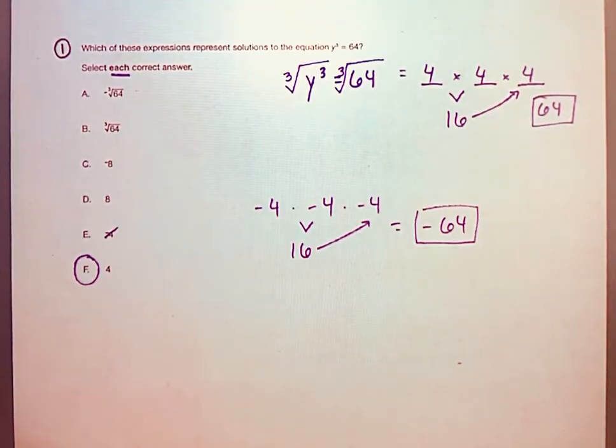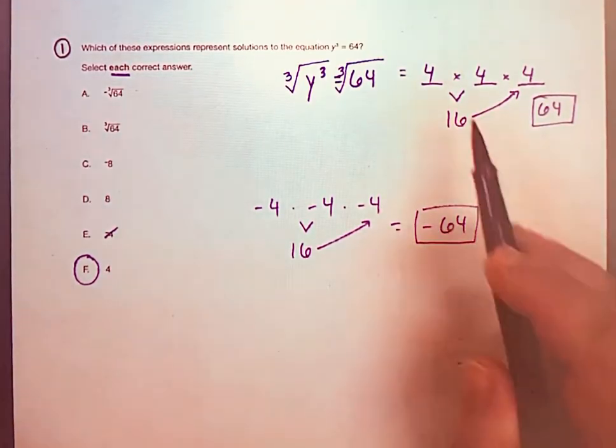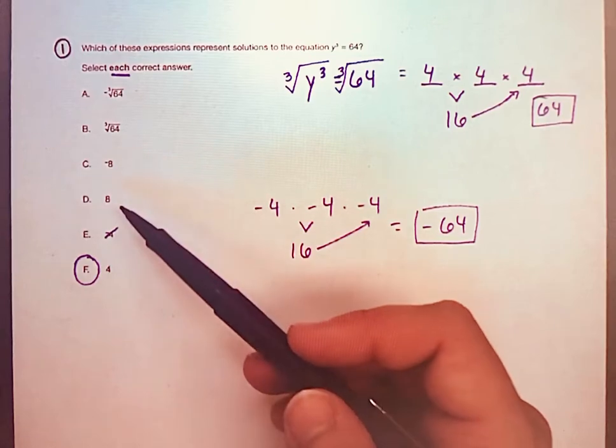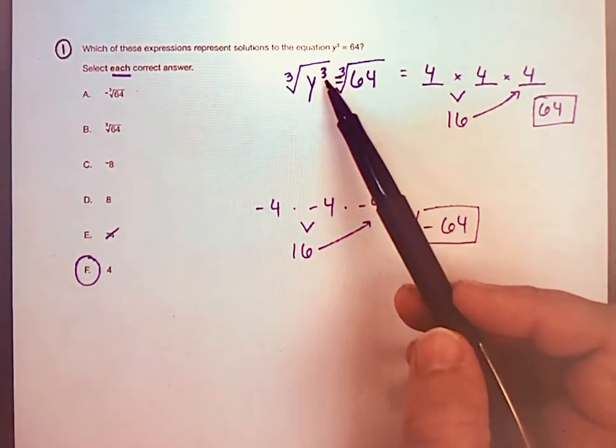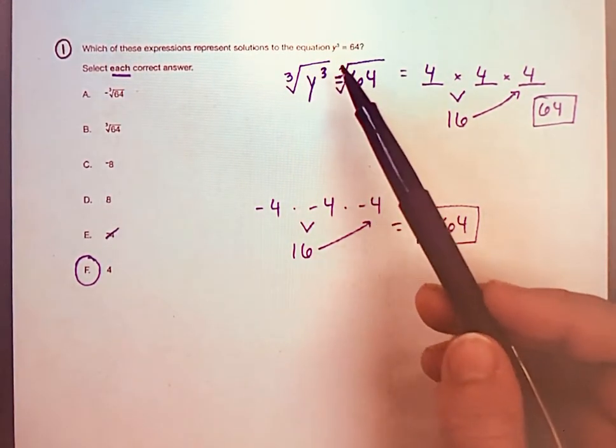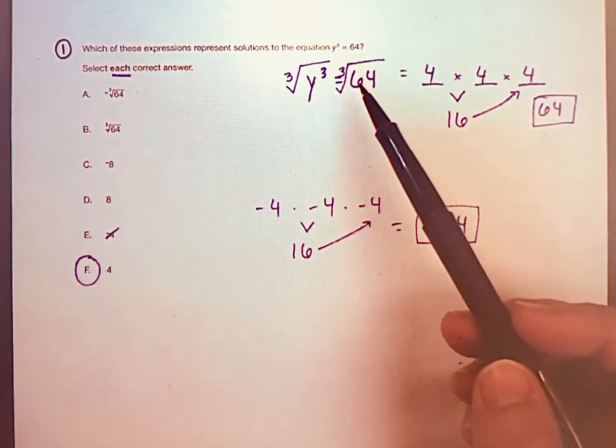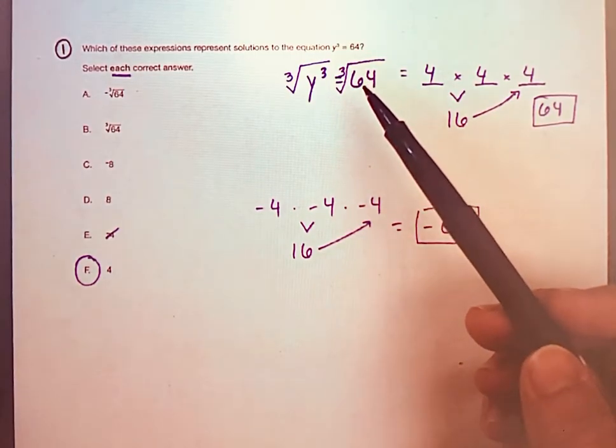8 and negative 8, that's not possible. That's going to be a very, very huge number if we multiply those 3 times. They basically put those there to confuse you in case you didn't notice the 3. If you do the square root of 64, the square root of 64 is 8. So they're kind of trying to trick you there.